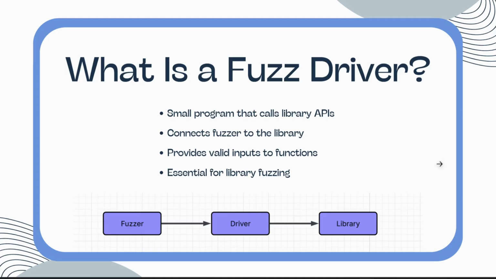A fuzz driver, sometimes called a fuzz harness, is a small program that connects the fuzzer to a library. The fuzz driver receives input from the fuzzer and then calls specific API functions from the library using that input. The purpose of the driver is to guide the fuzzer into executing meaningful parts of the library. However, writing a good fuzz driver is not trivial. The driver must call the correct functions in the correct order and pass appropriate data structures. If the driver is poorly written, the fuzzer might never reach deeper code inside the library. So the quality of fuzzing results often depends heavily on how well the fuzz driver is written.